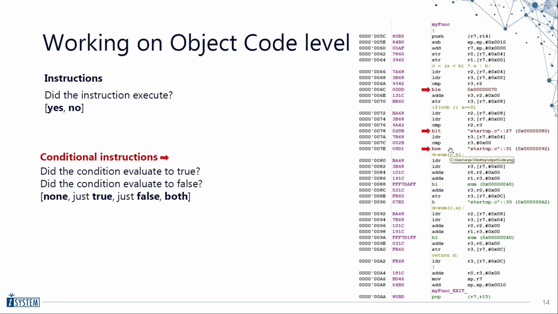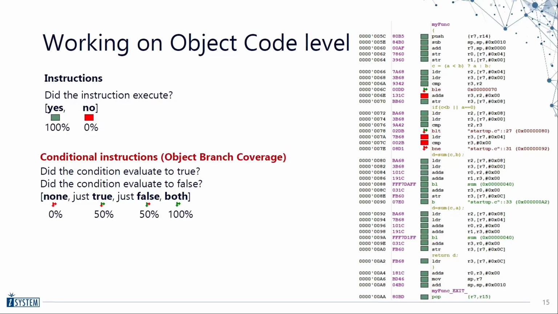And additionally, the red ones are the conditional instructions. So for regular instructions, you would just have the information whether the instruction executed or not. And for the conditional instructions, you would know whether the condition evaluated to true, false, maybe the branch didn't execute at all, or perhaps it executed twice and we have covered both branches. Instruction coverage is marked with green and red squares, and it tells you whether the instruction executed or not.